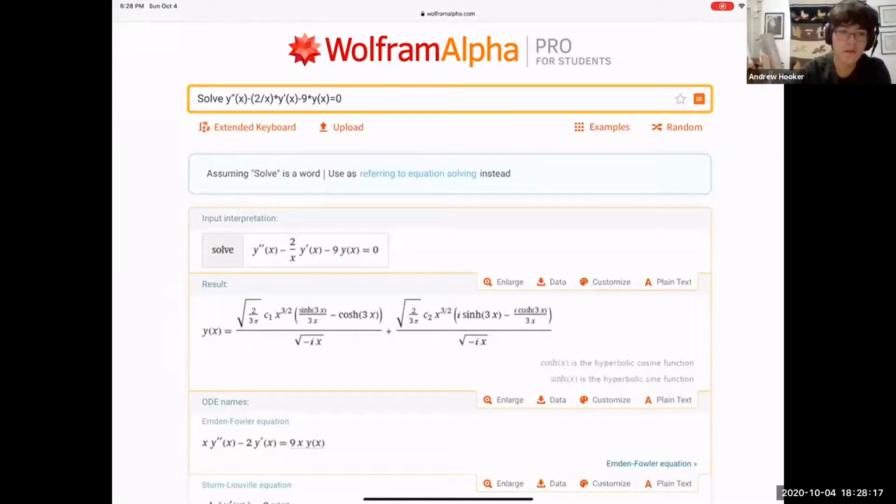Okay. So I just typed reduction of order into this other calculator, and it says you get, I don't think that's right, y double prime minus 2y prime over t minus 9y equals 0. I don't know if that's a step that you had to do here.